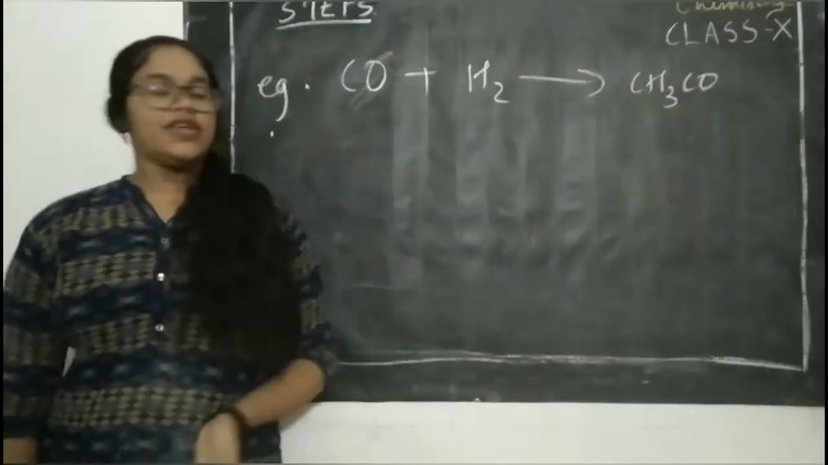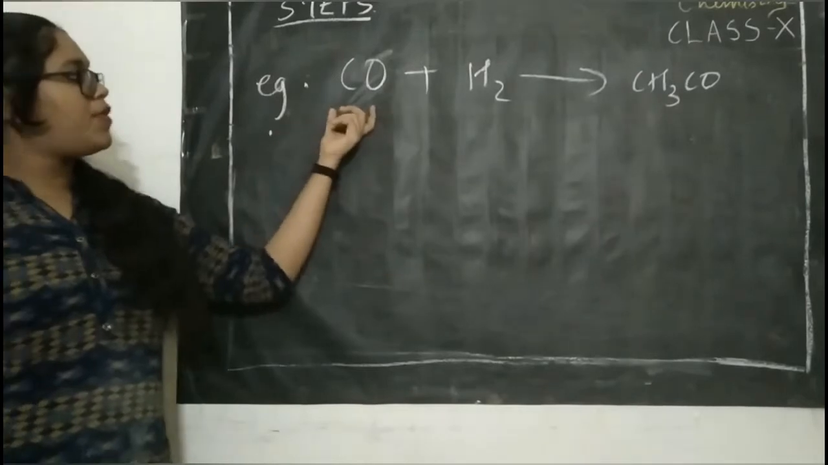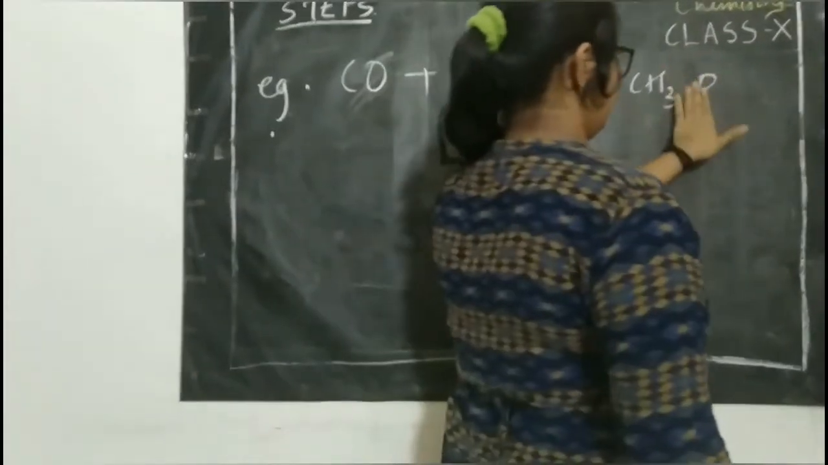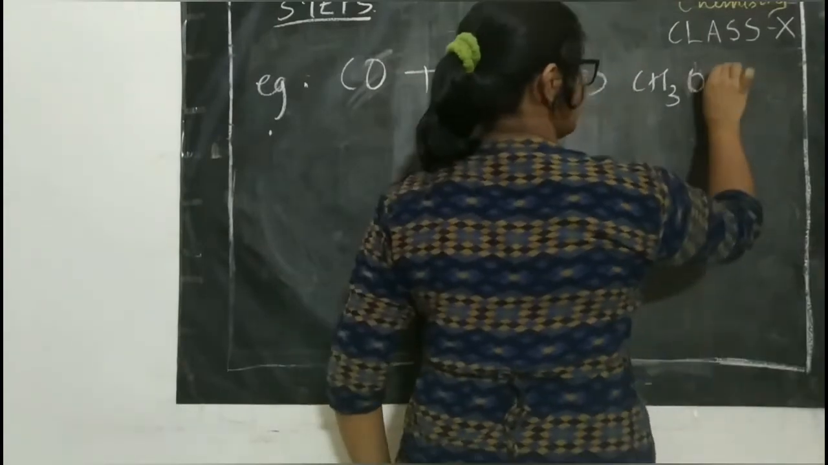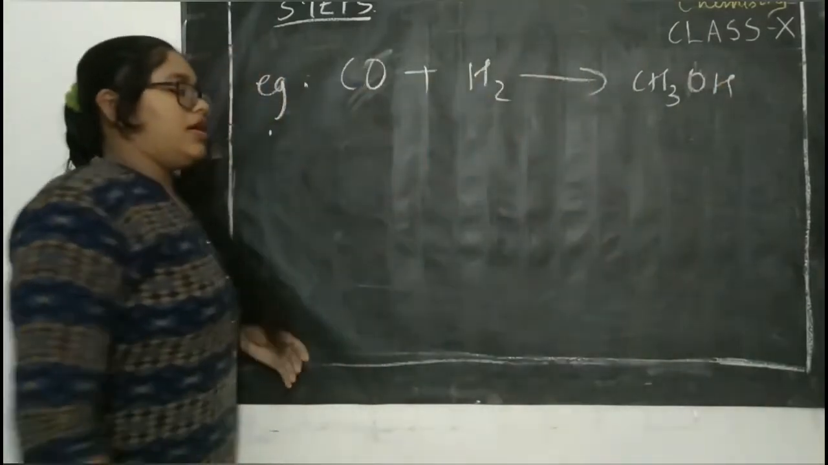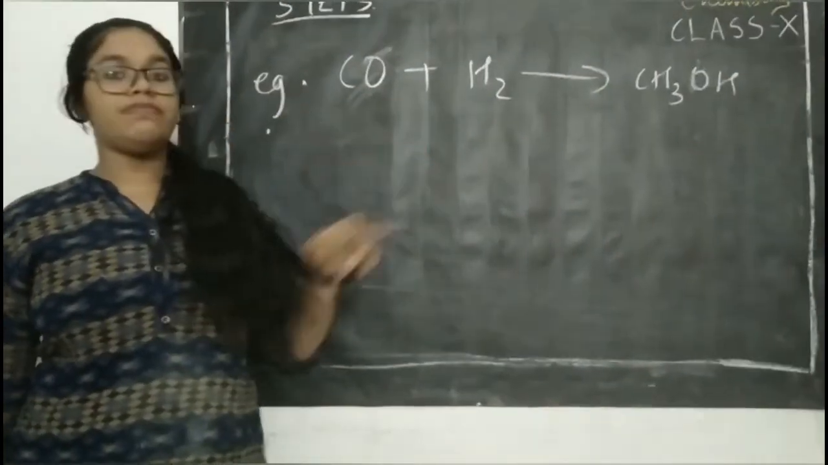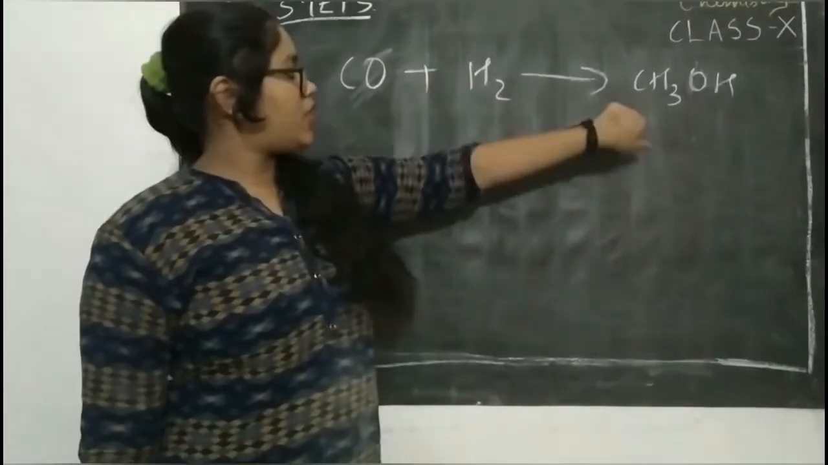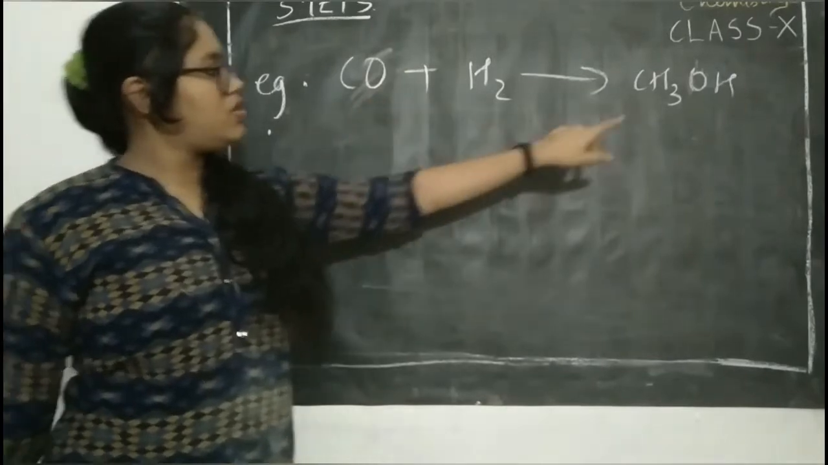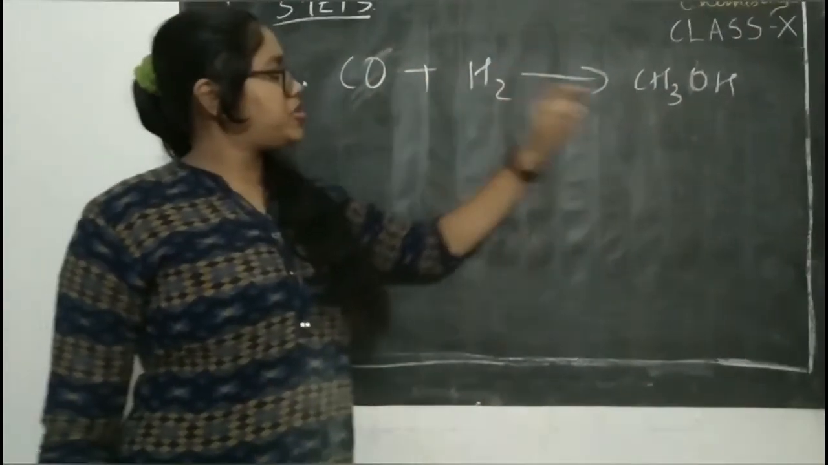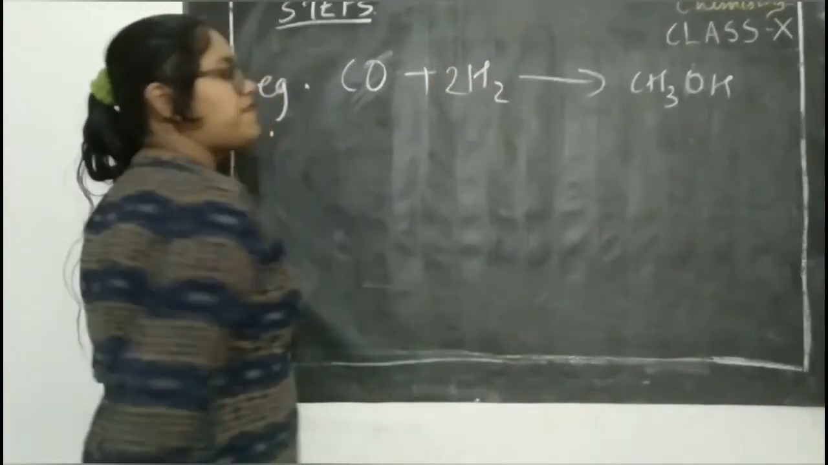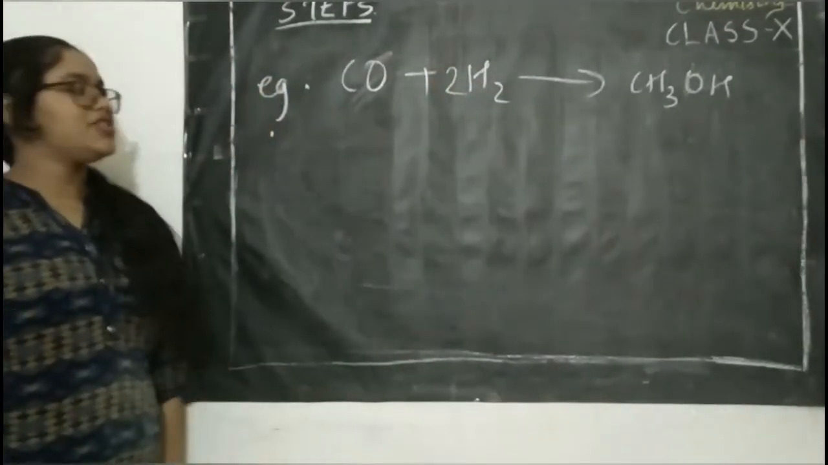Now consider this equation. Here carbon monoxide reacts with hydrogen and gives methanol. First of all, we have to balance this equation. So here we have one carbon atom, one oxygen, 2 hydrogen, here 4 hydrogen. So I am multiplying the number of hydrogen with 2. Hence this equation is balanced.